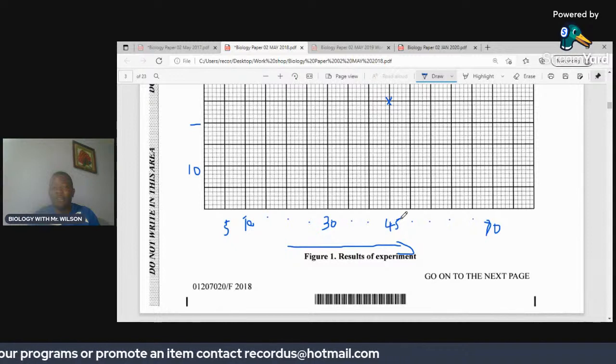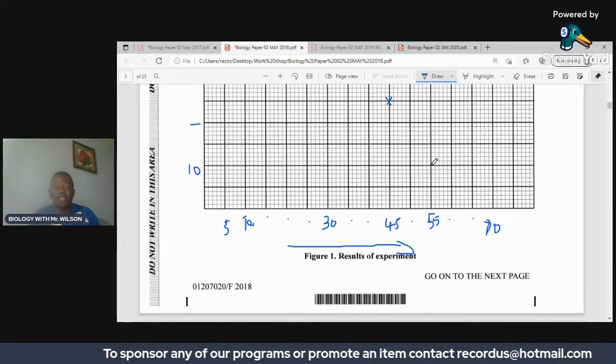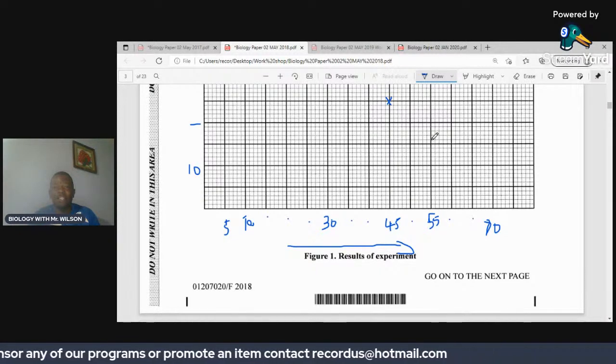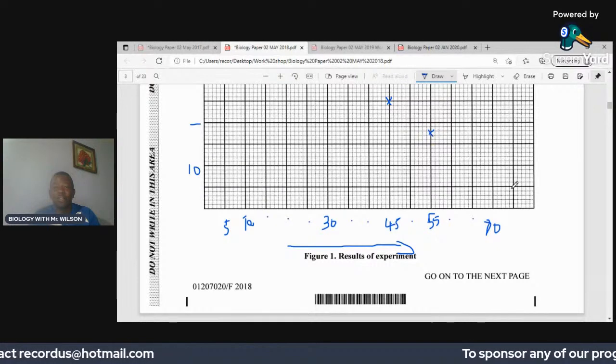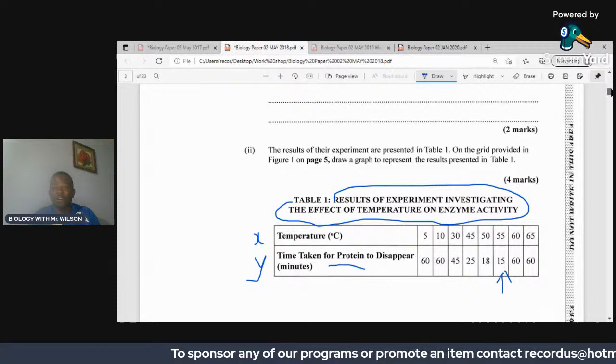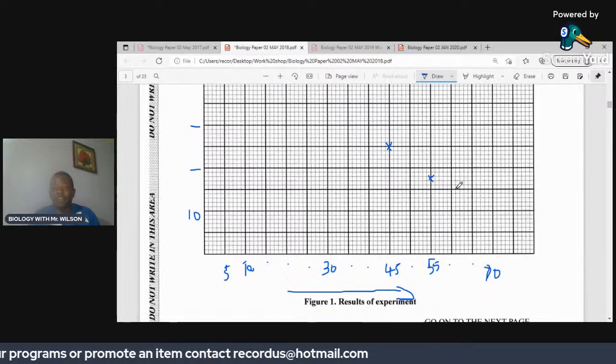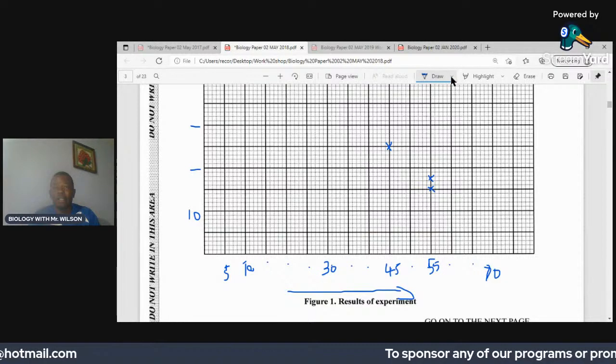So 55, so 45, 50. So we're going to have 55 here. I think we said 55 is going up to 18. So this is going to be 10, 15, 16, 17, somewhere here. 18. That's what it was. 55 to 18 and then 50 to 16. Oh, 50 to 18 and 55 to 15. So 55 to 15. All right. And then 50 to 18.